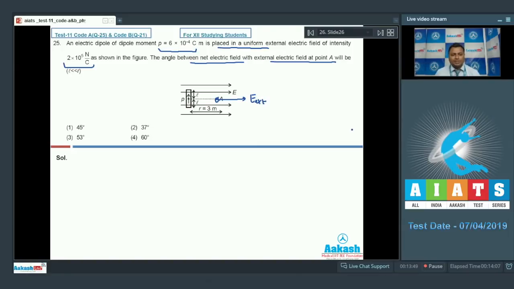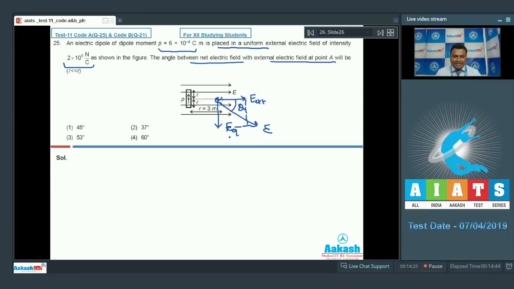A is equatorial position for the dipole, so electric field will be what? Opposite to the direction of dipole at equatorial position. So that's why E due to dipole, or you can write E equatorial, will be this. So two fields are existing perpendicular to each other. So the net field will be what? Resultant of them. So this is the net field E, and we have to find the angle this net field is making with external field, that is theta. This theta we have to find out.